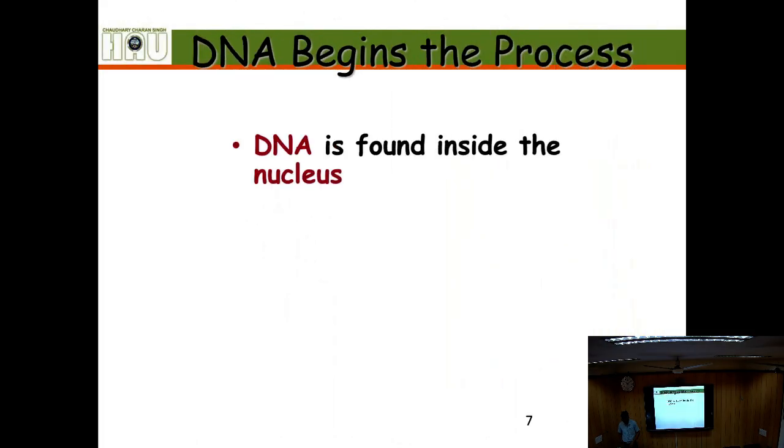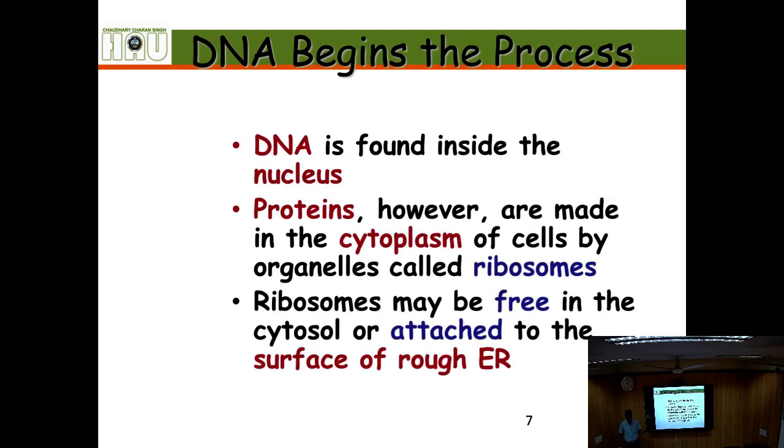So how does the process of translation begin? As you all know, DNA is found inside the nucleus. The proteins are made in the cytoplasm of the cells by organelles called ribosomes, and the ribosomes are available in two states, free as well as attached to the endoplasmic reticulum. If it is attached, it is called the rough endoplasmic reticulum.